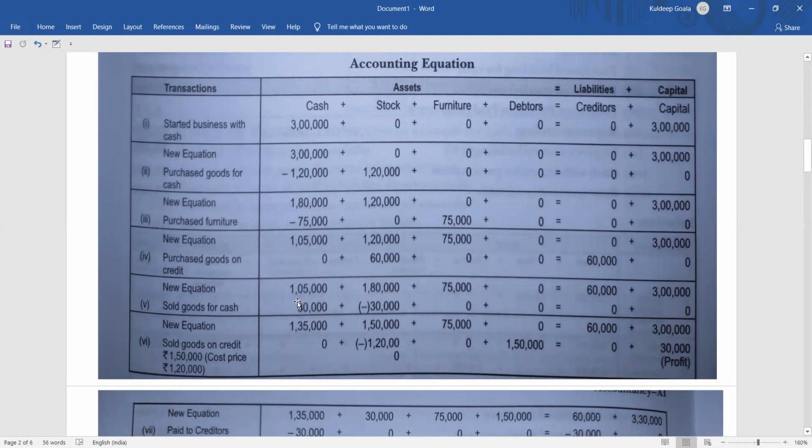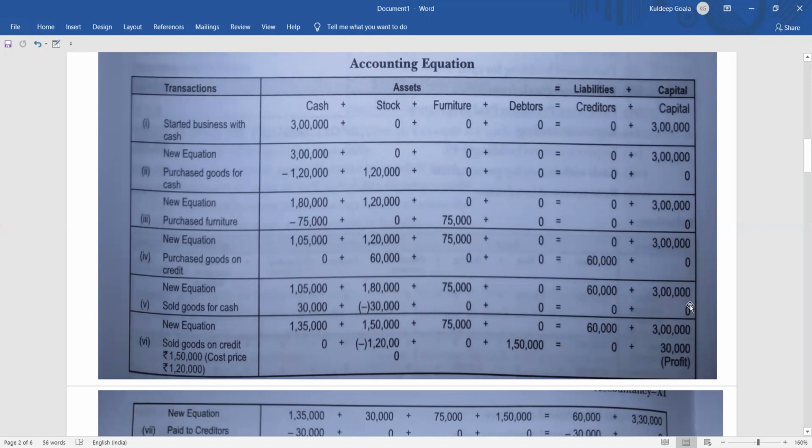In the cash, there is no change, so it is 1,05,000. Stock, there is an increase of 60,000, so now the total is 1,80,000. In case of furniture, no change, so it is 75,000. In case of debtors, nothing to write. In case of creditors, it is an increase of 60,000, so now it is 60,000, and the capital is 3 lakh.